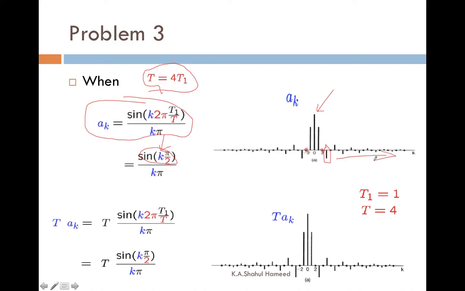It will go like this, left hand side and right hand side, that is minus infinity to plus infinity. This is the waveform for the Fourier series coefficient when T is equal to 4 t1. At the same time, you can even assume t1 is equal to 1 and T is equal to 4. If you do that also, you can even draw it.